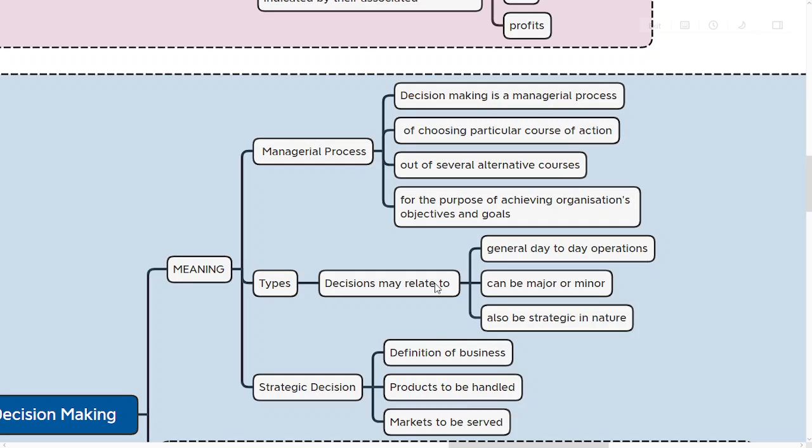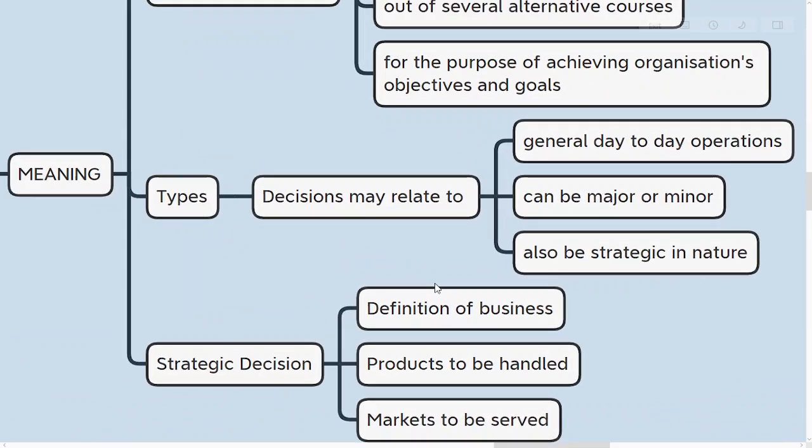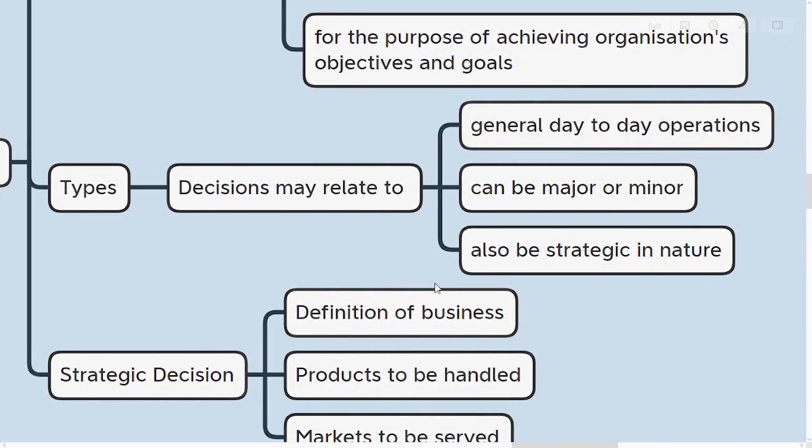What is strategic decision making? It is a managerial process. What has to be done in it? Choosing a particular course of action out of several alternative courses for the purpose of achieving the organization's goals and objectives. There are many alternatives, and from them one particular course has to be selected. Types: decisions may relate to general day-to-day operations, can be major or minor, and also be strategic in nature.